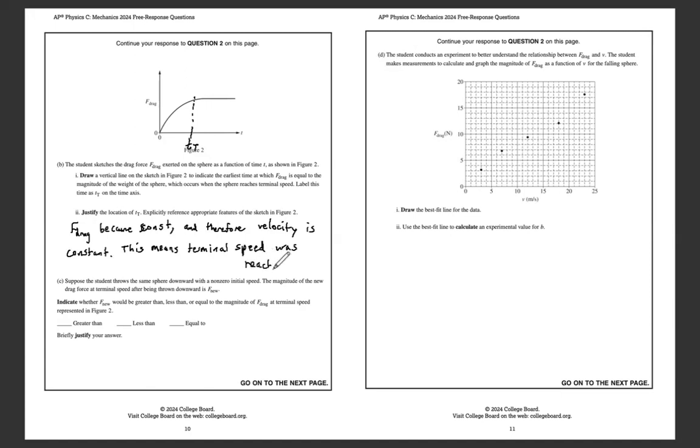There we go. All right, suppose a student now throws the same sphere downwards with an initial speed, and you're trying to figure out the magnitude of the new drag force at terminal speed after being thrown downwards. It has to be equal to, because drag force should be equal to mg, which doesn't depend on initial velocity.